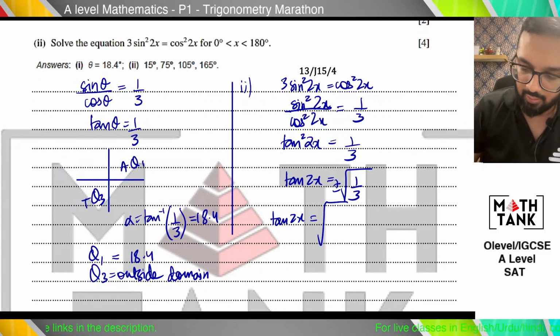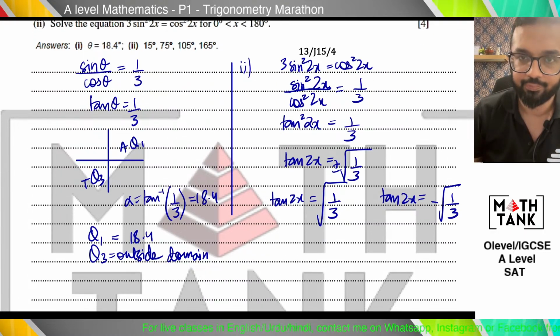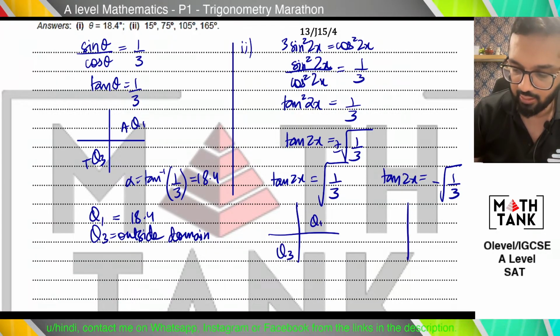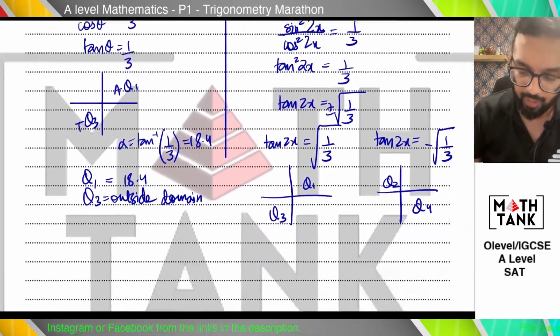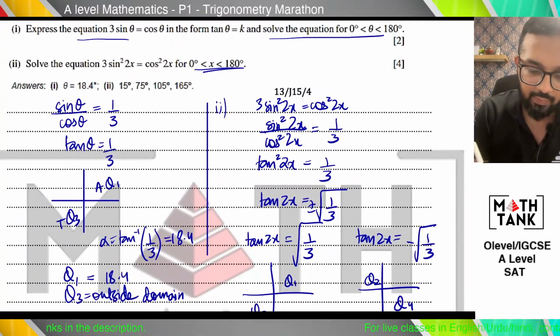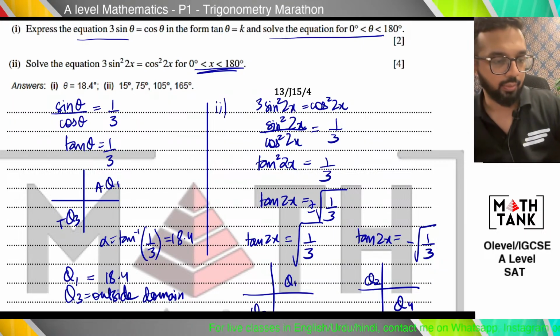And then minus root of 1 over 3. So this is quadrant 1 and quadrant 3, quadrant 2 and quadrant 4. I'm going to mark all the quadrants because it's 2x and x was 0 to 180, so 2x means that I have at least one complete cycle to work with.